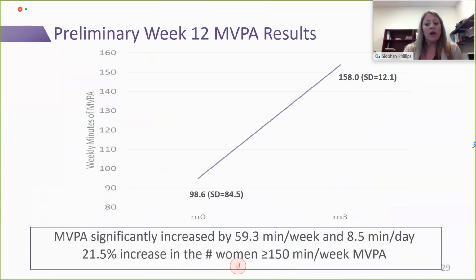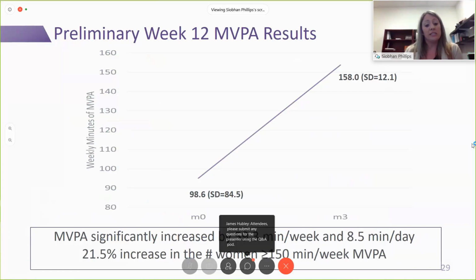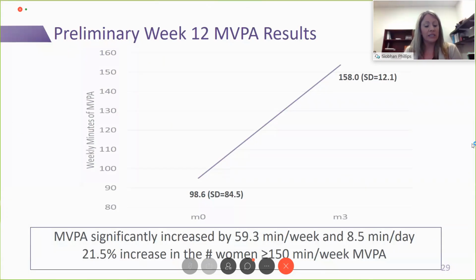And so in terms of our preliminary data, when we looked at overall change in moderate and vigorous physical activity, we find that MVPA significantly increased by 59.3 minutes per week and 8.5 minutes per day. And we saw a 21.5% increase in the number of women who were reaching the physical activity guidelines. These effects are really similar to another study that was a tapered on-site to home-based 12-week behavior change intervention for breast cancer survivors that included 6 group sessions, 12 supervised sessions in the first 9 weeks, followed by 3 weekly one-on-one coaching sessions. They observed a 68-minute increase in accelerometer measured MVPA. I should mention this is the accelerometer data, and a 22% increase in the number of women meeting the guidelines.